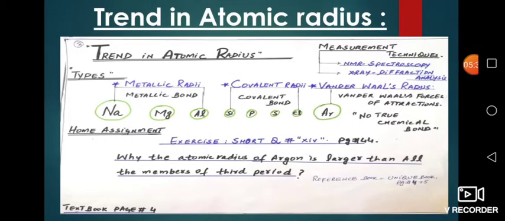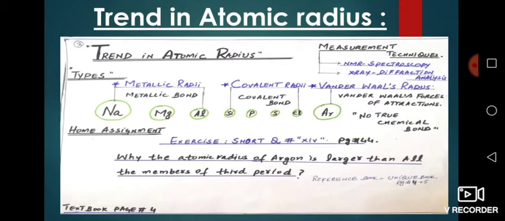The reason behind this is that, like atomic radii, we can classify it into the following types depending upon the type of bond or the type of forces. Like the first three elements, sodium, magnesium and aluminium, they form metallic bonds, so their radii is called metallic radii. While the other elements, silicon, phosphorus, sulfur and chlorine, form covalent bonds, so their radii is called covalent radii. While argon involves van der Waals forces of attraction, which are very weak forces.